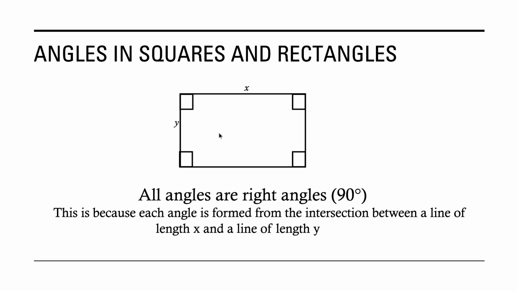In a square or a rectangle, all angles are 90 degrees. This should be common knowledge by now, because all lines are perpendicular to each other, all lines that form angles, so there are 4 sets of 90-degree angles.